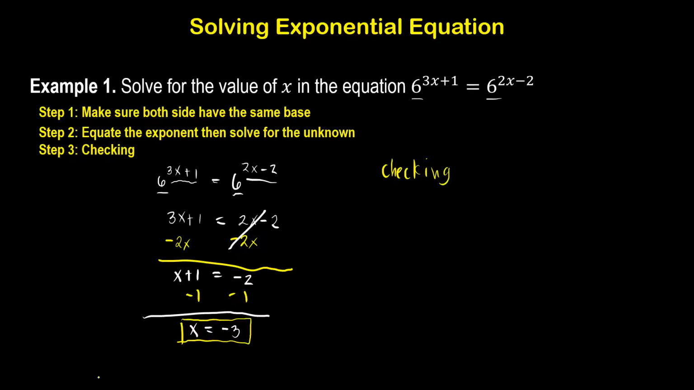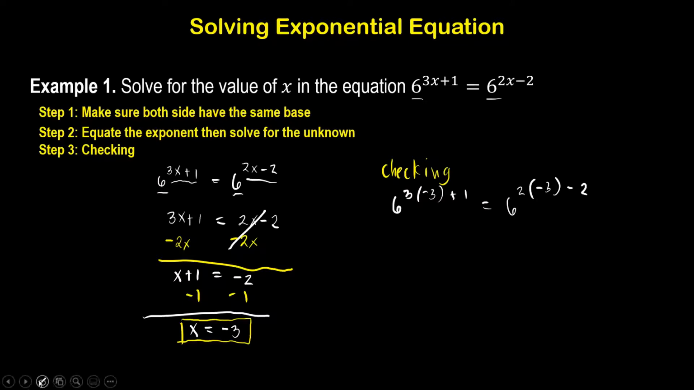So, ang gagamitin natin dito is yung ating given exponential equation. So, we have 6 raised to 3 times the value of x, which is negative 3, plus 1, then equal to 6 raised to 2 times the value of x, which is negative 3, minus 2. So, ang gagawin lang natin dito is i-simplify natin and make sure natin na yung left side at saka right side are equal.